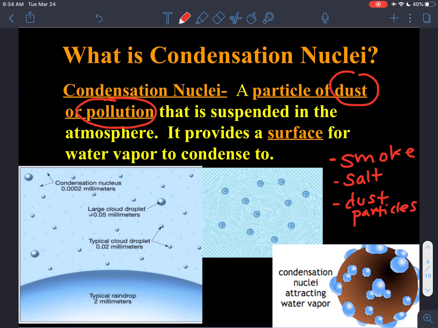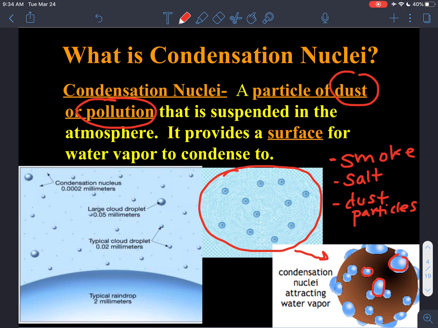Now, when condensation occurs, the liquid that is forming needs something to grab onto. And if you look at this picture right here, you can see that this is a dust particle and all of these little water droplets start to grow on it. So now looking here, you can see all of the dust particles are surrounded with water droplets and they're extremely small.